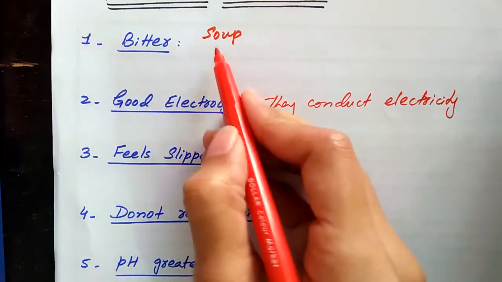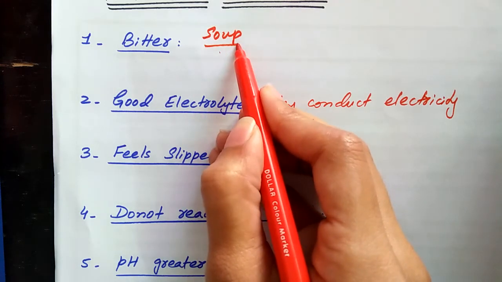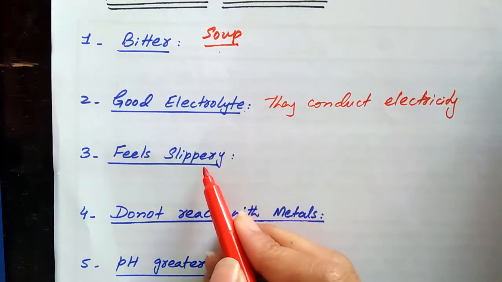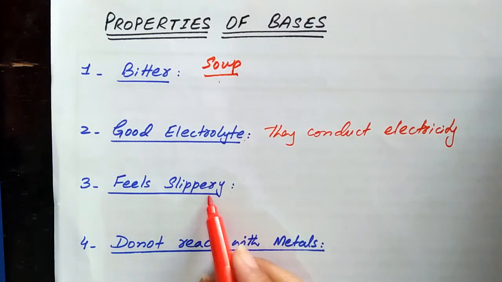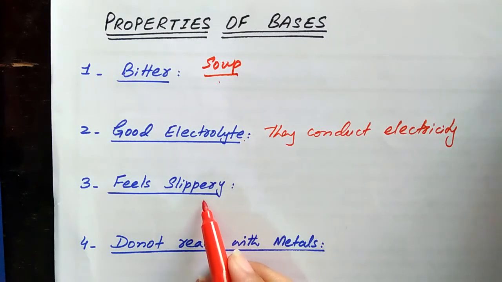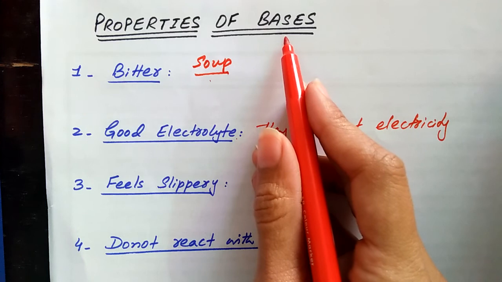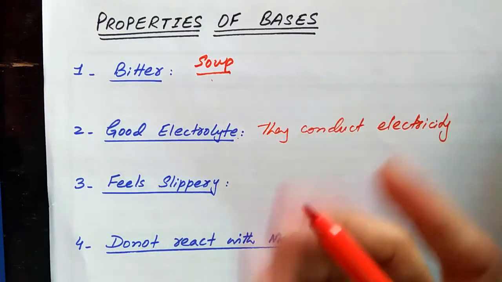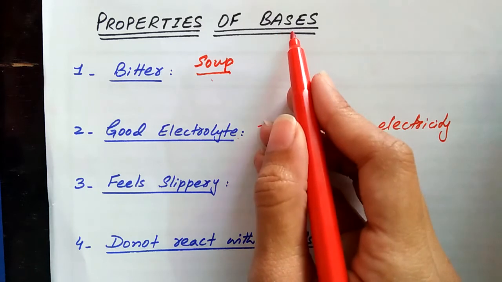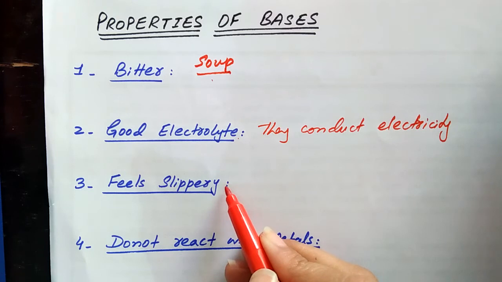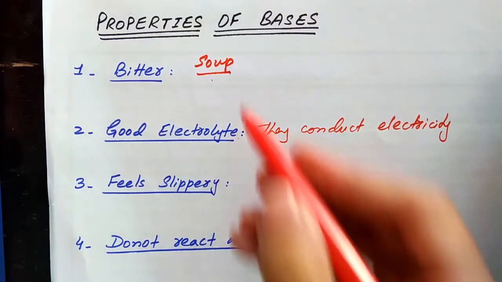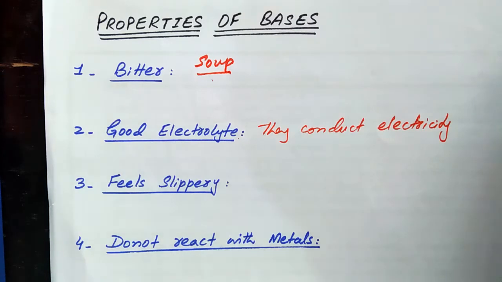Think about soap. Soap is an example of base. Soaps are slippery in nature. So sometimes bases are slippery, they feel slippery. Not everything that feels slippery comes under bases, like oil. Oil also feels slippery, but it does not mean that it is a base. So this property is not always true in all cases, but most of the bases feel slippery.